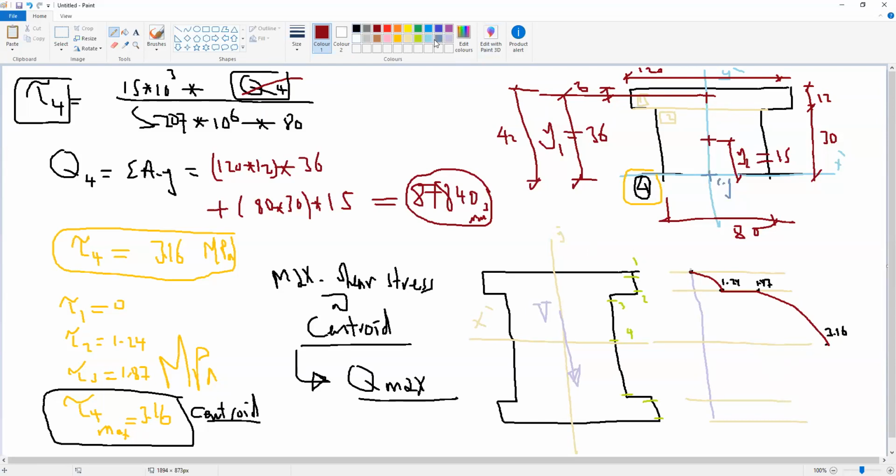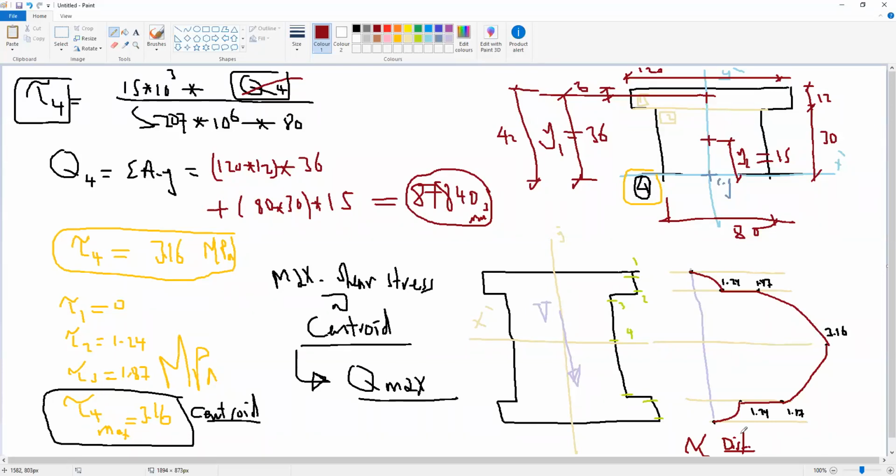And the values here, because it is symmetric, this is 1.87, and here will be 1.24, and here 0. And we will connect again with a parabola here. And we connect from 2 to 3 with a straight line, and here with a parabola. So this is the tau distribution, or shear stress distribution. Okay.